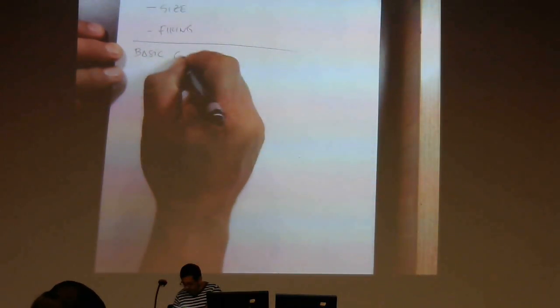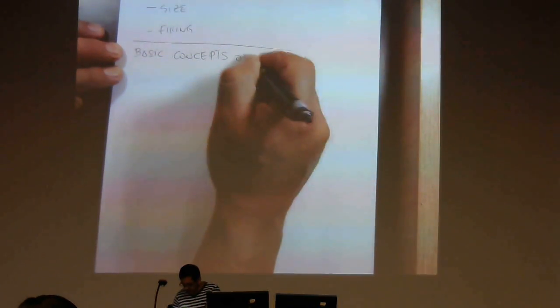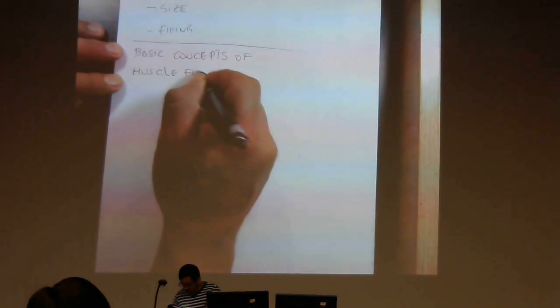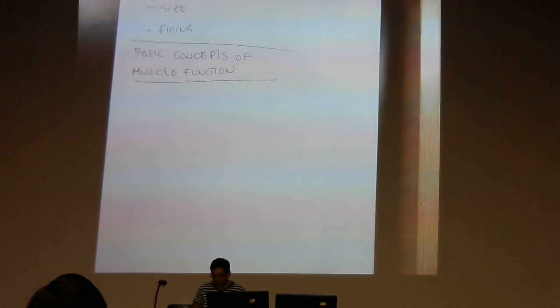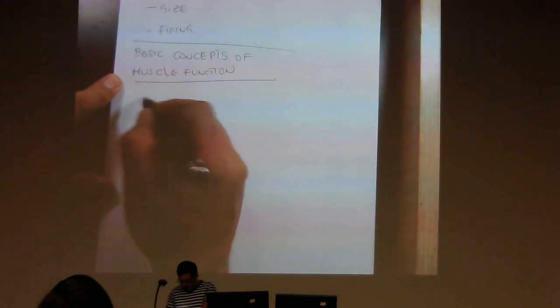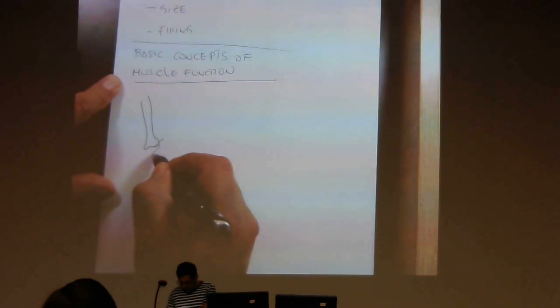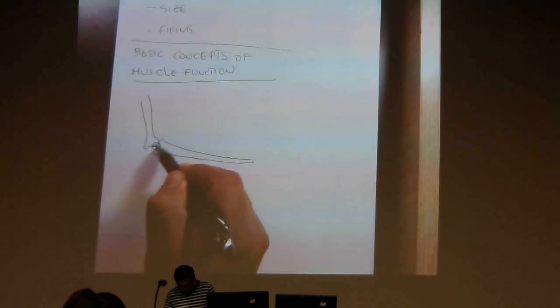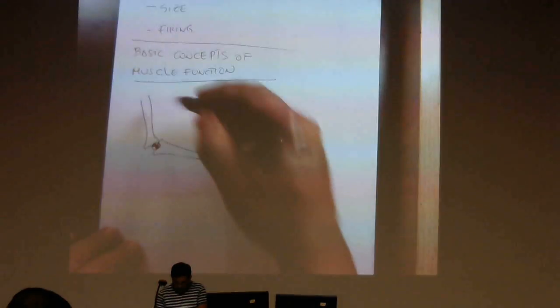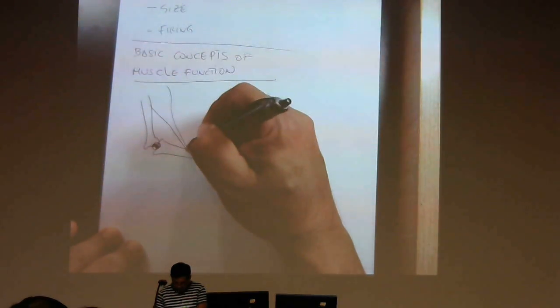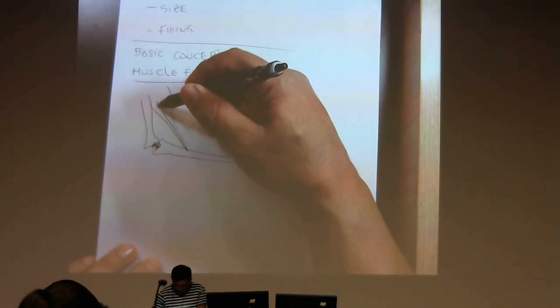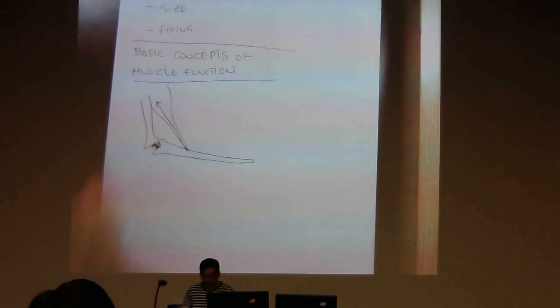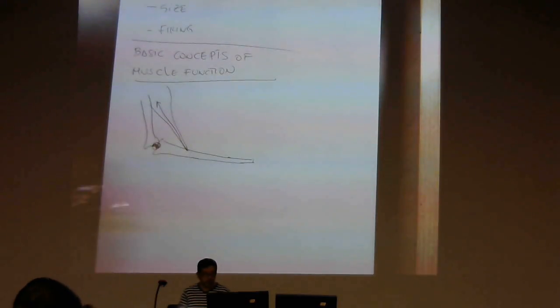So first of all, let's start off by talking about some basic concepts of muscle function, purely from a biomechanical or mechanics perspective. The first thing to keep in mind is that muscles produce movement about joints. Say we consider that to be the center of a joint, and we think of a muscle being inserted at that point. The muscle produces force, in this case, in this direction. So if the muscle is contracted concentrically, it will produce the force that is depicted there.